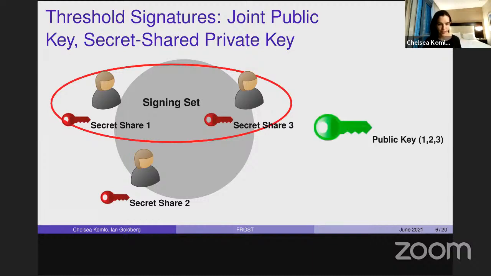So here, thinking again about this 2 out of 3 setting, you would require 2 participants to collaborate in order to issue a signature, and then that signature will be valid under this one public key that represents the group. So that's how threshold signatures map to secret sharing schemes.